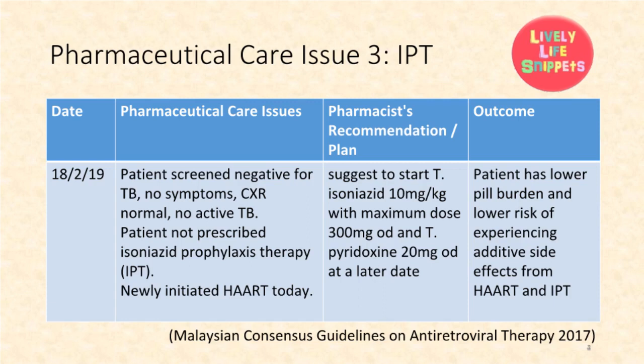We suggest to start Isoniazid tablets at a dose of 10 mg per kilogram with maximum dose 300 mg once a day and pyridoxine tablets 20 mg once a day at a later date, instead of today, to lower pill burden and the risk of patients experiencing additive side effects from HAART and IPT.